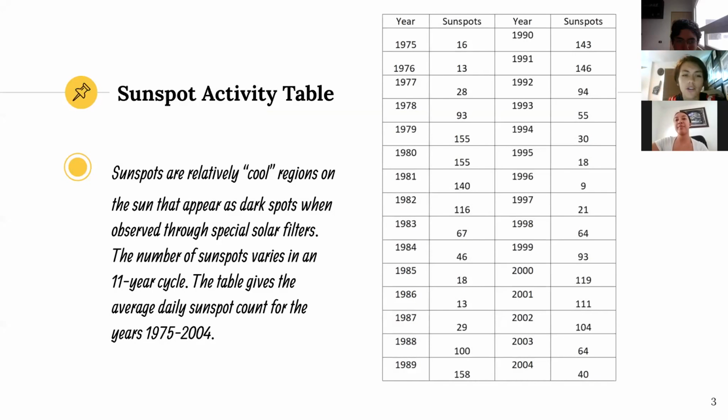Now we are going to explain our project. Sunspots are relatively cool regions on the sun that appear as dark spots when we observe them through special solar filters. The number of sunspots varies in an 11-year cycle. The table gives the average daily sunspot count for the years 1975 up to 2004. These are the data points that we will be graphing.